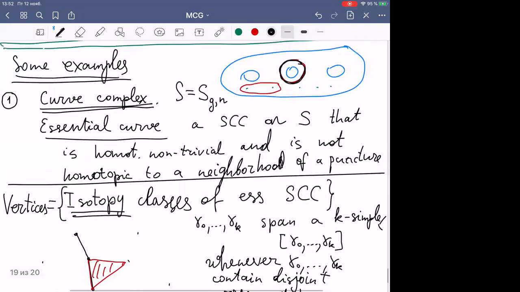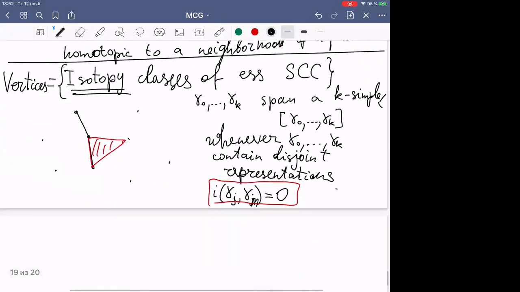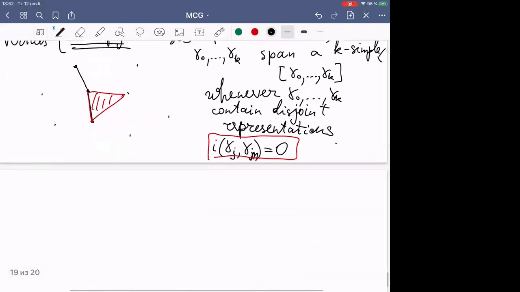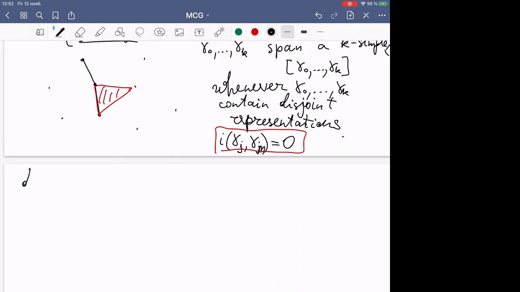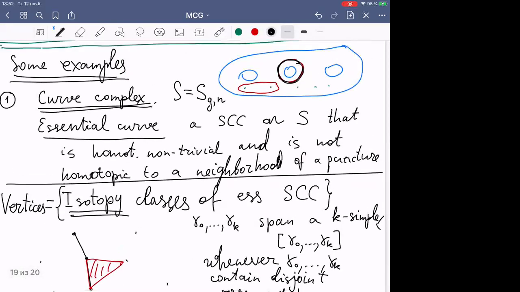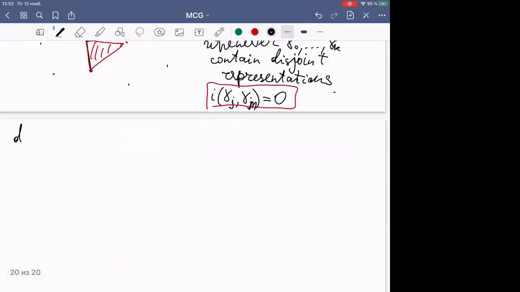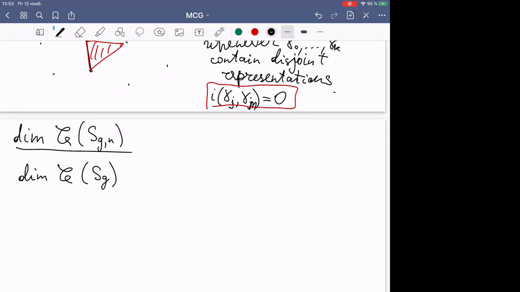Okay, what do we know about this curve complex? First, let us understand what the dimension is. This curve complex is denoted by C calligraphic of S_{g,n}, and I will sometimes write C_{g,n} for C of S_{g,n}. First of all, what is the dimension of the curve complex of S_{g,n}? Can we compute this? Let us start with the dimension of the curve complex for a closed surface. What can we say about it?